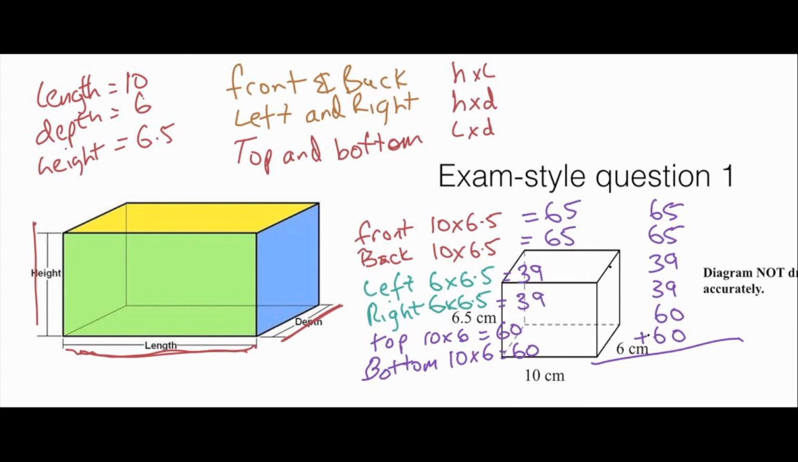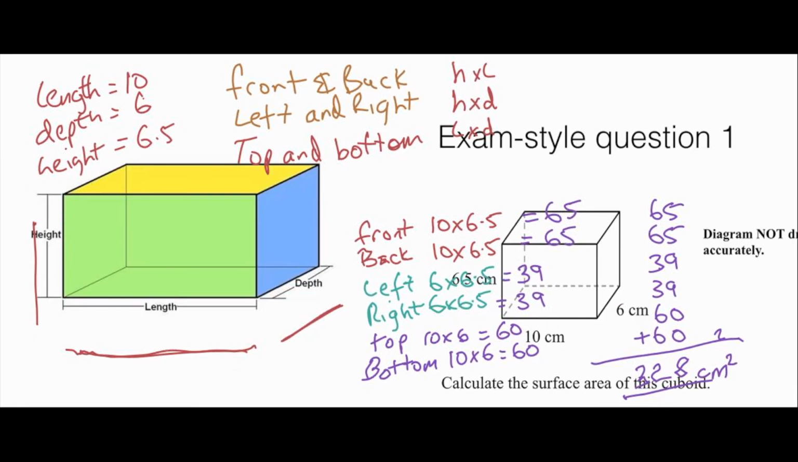So 6, 12, and another 12 at the top is 24, 25, 26, 27, 28, 29, 30, and the 2, 32. So I end up with 328 centimetres squared, and that's for all 6 sides. There's a lot of calculations there, a lot of workings.